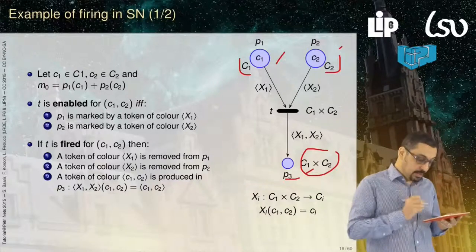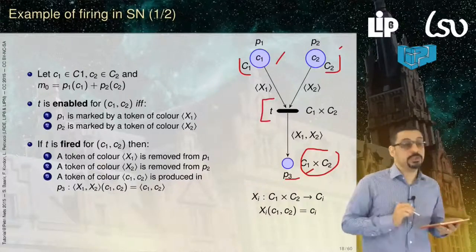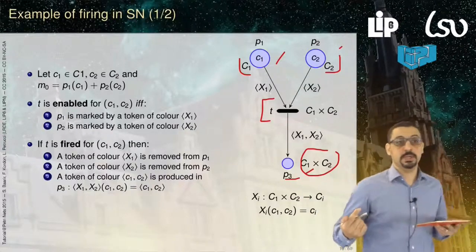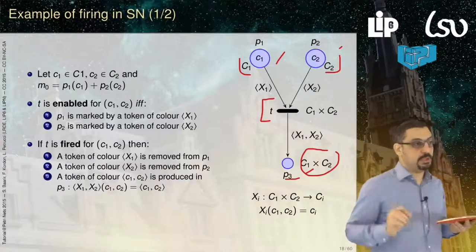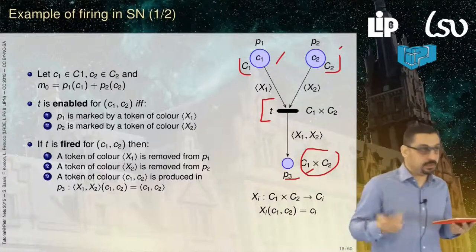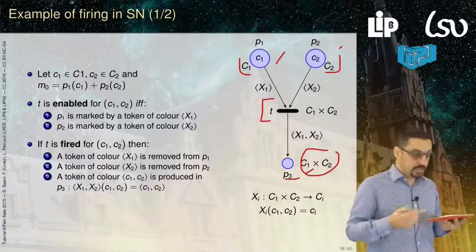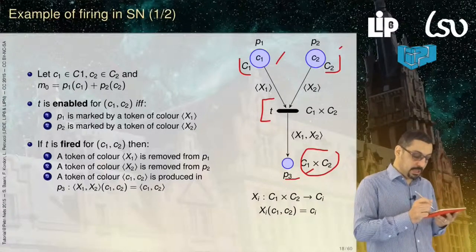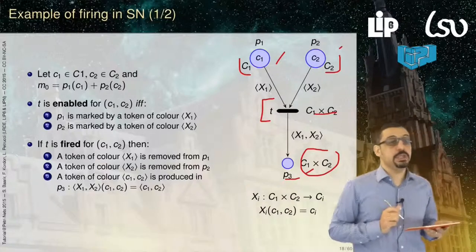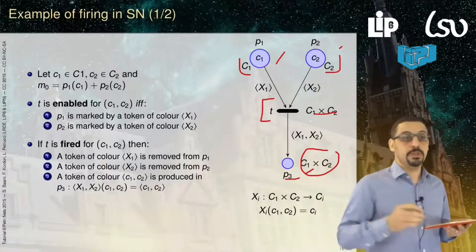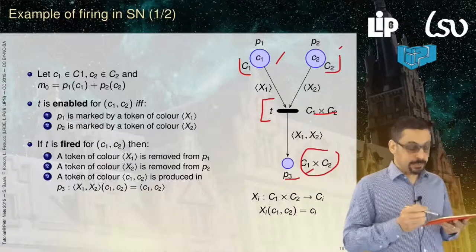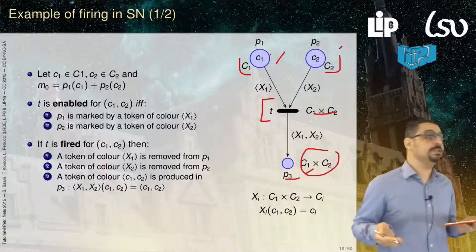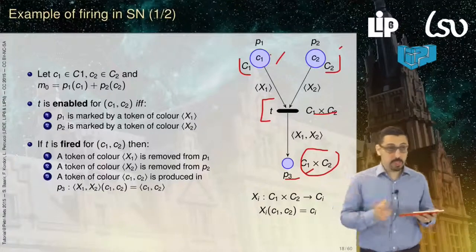Now the color domain of the transition T is automatically deduced from the connected places. There is a more complicated formula to apply, but in fact, at the end, it's that. So the color domain of T is the Cartesian product of C1, C2, because the domains that appear in the three connected places are only C1 and C2. And that's the whole thing.